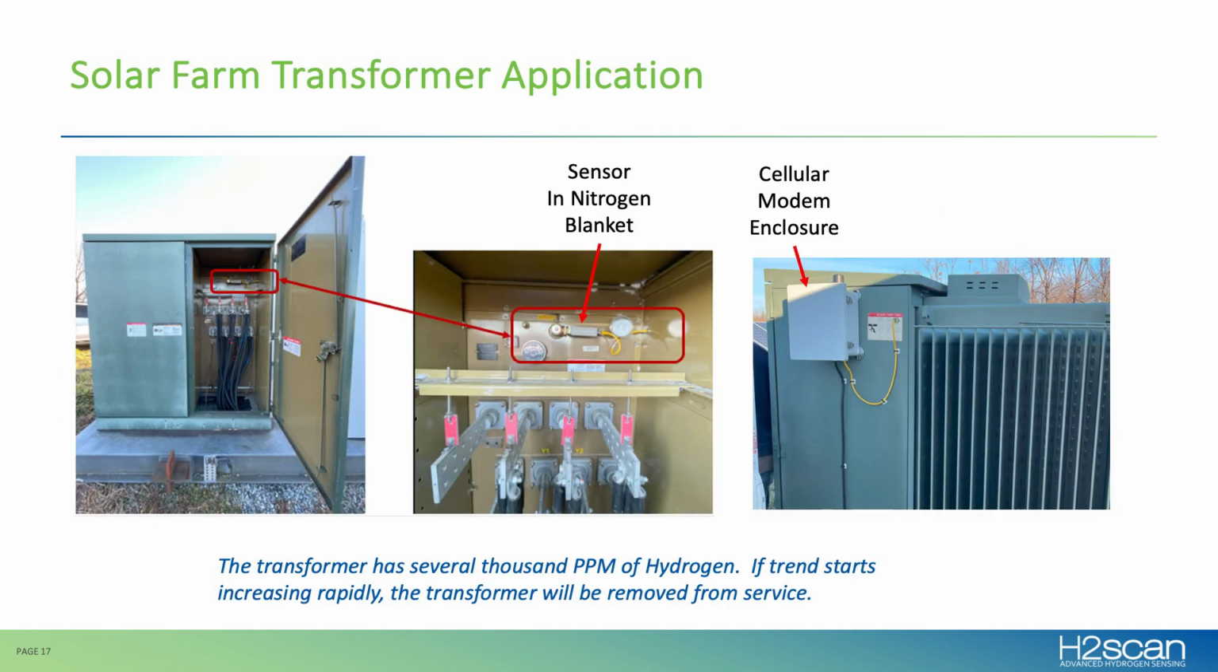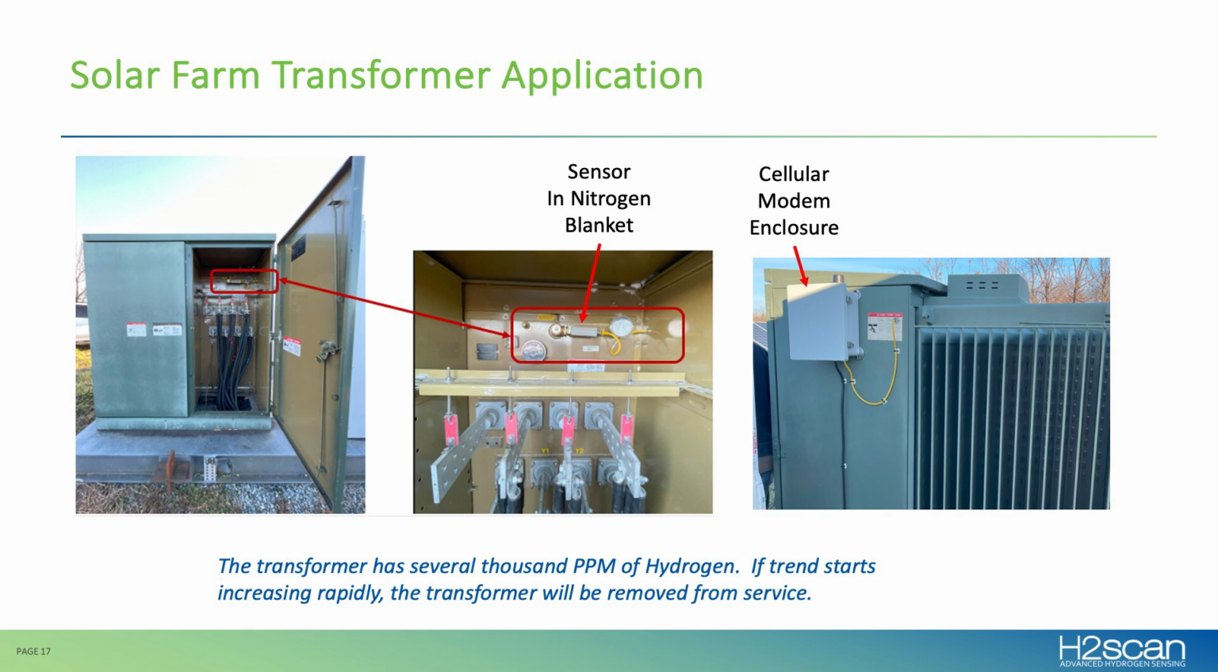Okay, so here's another online monitoring solution at a solar farm. And in this case, the sensor is mounted in the gas space. And this transformer is actually running several thousand ppm of hydrogen, which is why they wanted to install the monitor. So if the trend starts increasing very quickly, they'll be alerted to significant damage of the transformer. So they will, of course, take it out of service. But right now, everything seems to be at equilibrium. They've got a cell modem there, so they're pulling data back regularly to monitor and alert them to an issue.